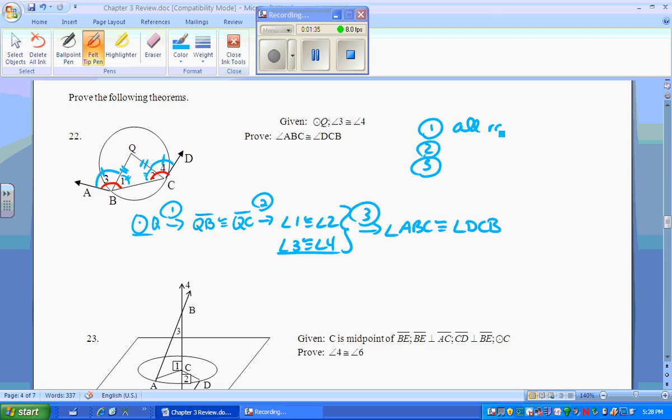First one is all radii congruent. 2 was if sides, then angles. And 3 would be the addition property.